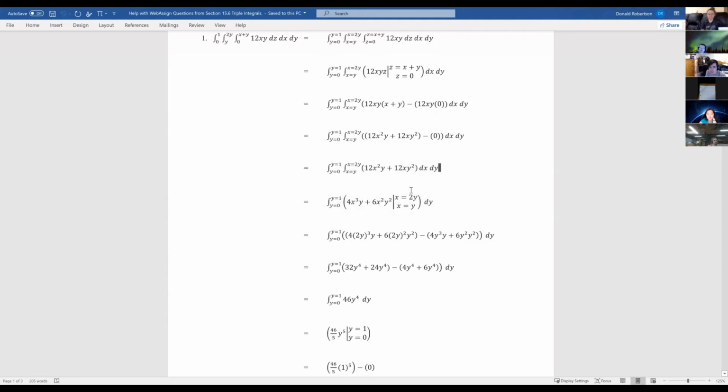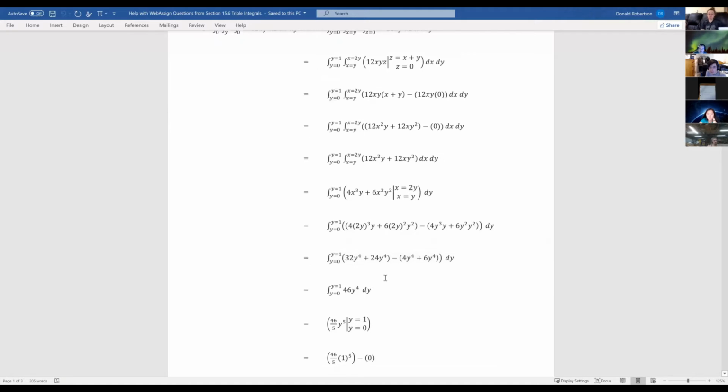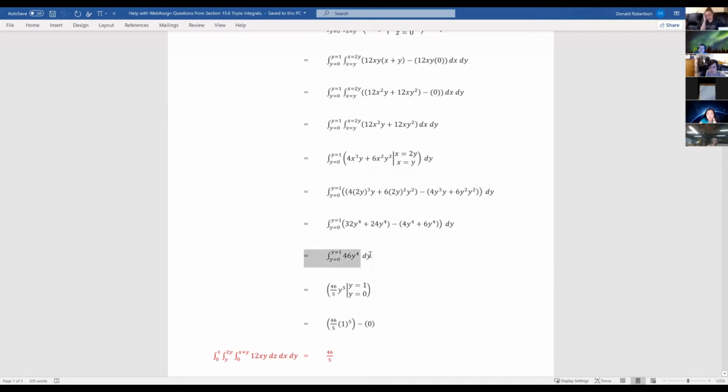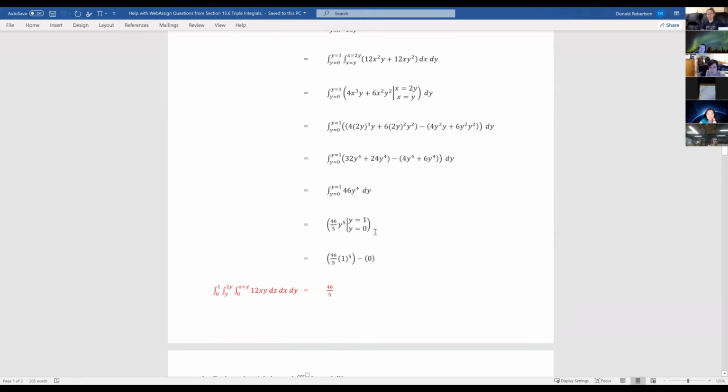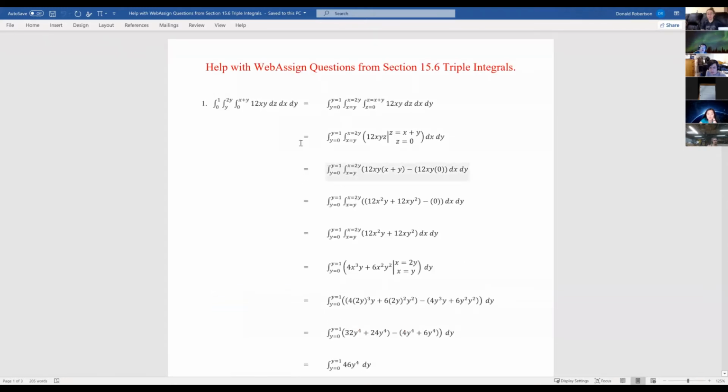You're going to replace the x with 2y and the x with y. So here it is the 2y, take away, here it is with a y. Actually comes out, it's a really nice answer. You then integrate with respect to y, plug in 1, plug in 0, and you're done.